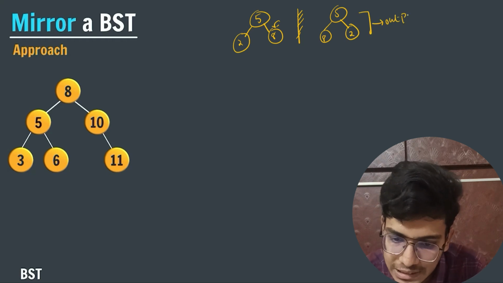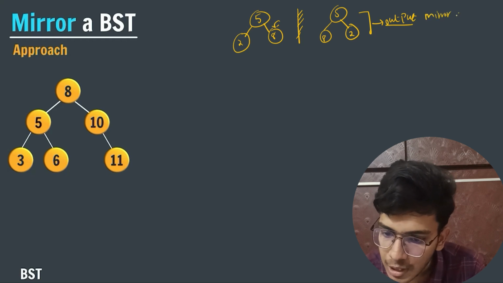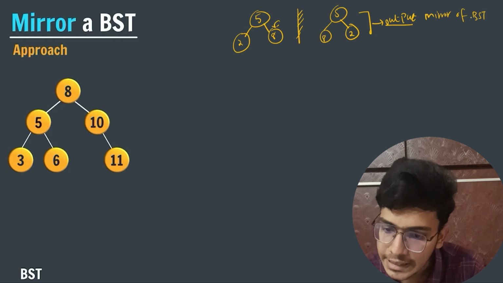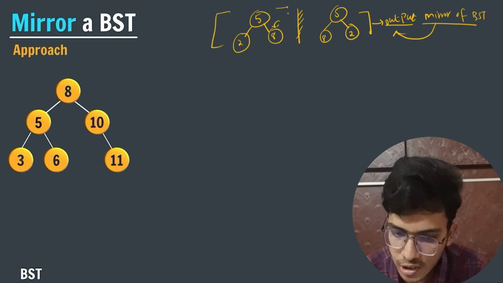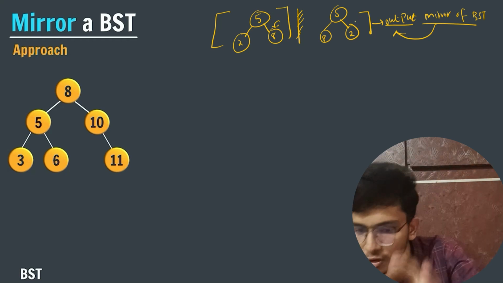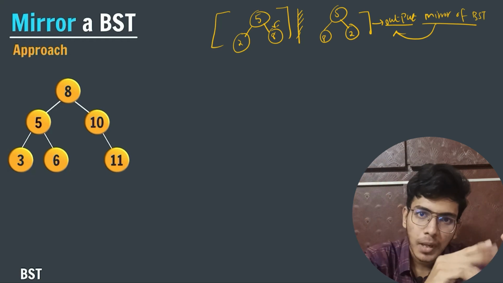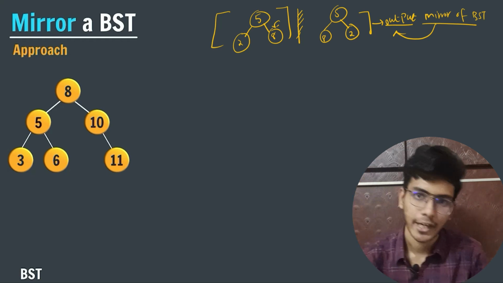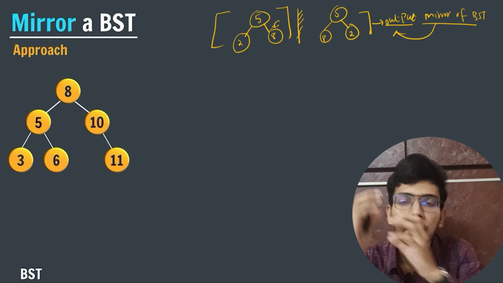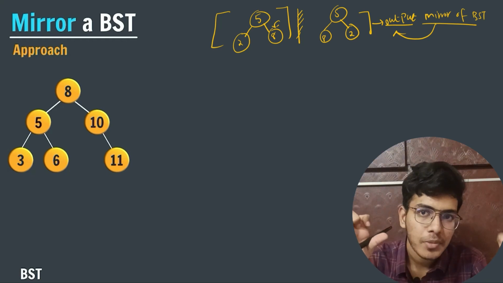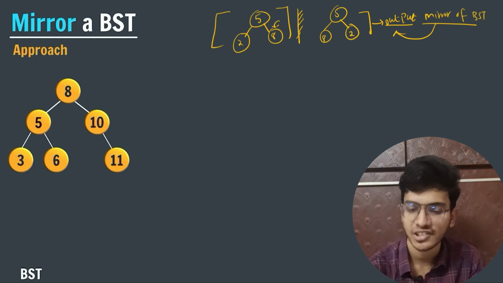I need to print this output. This is a mirror image of my BST, and I need to print this. So for this basic BST, my output will look like this. Whatever left part I am having will come on the right side, and whatever right part I am having will come on the left side in a mirror image, right?